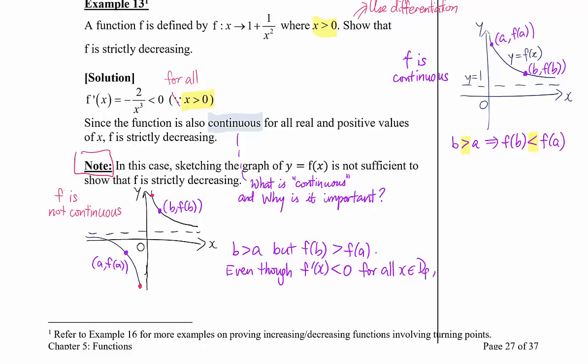because you can see that no matter what point we pick along the curves, it will be negative in terms of gradient. So even though f prime x is less than 0 for all x, f is not a decreasing function.